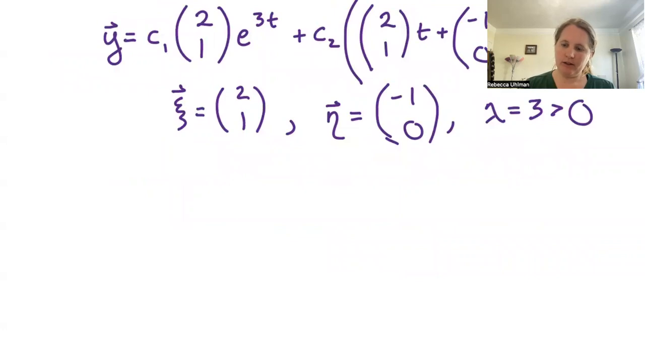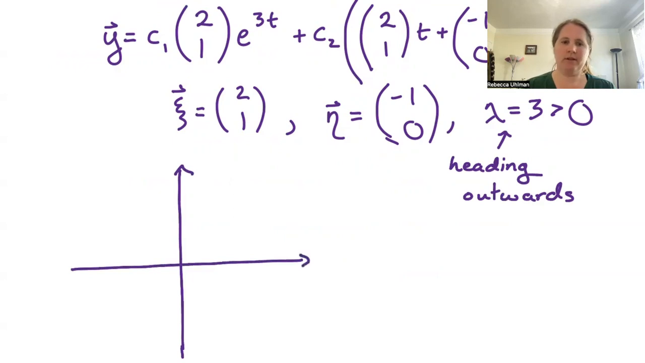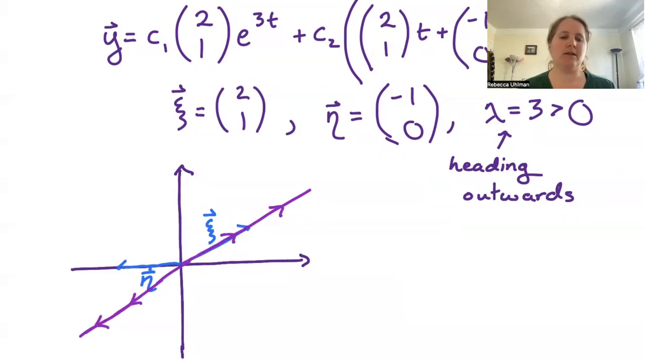So in this case, when we sketch, we know that we're heading outwards. If we draw our sketch, psi1 is the vector (2, 1). So we'll draw the vector (2, 1). This is our psi. Eta is the vector (-1, 0). So we draw that vector (-1, 0). This is our eta. So we know that we have solutions heading outwards along the line through the origin with direction psi. Then this is our C2 equaling 0 line.